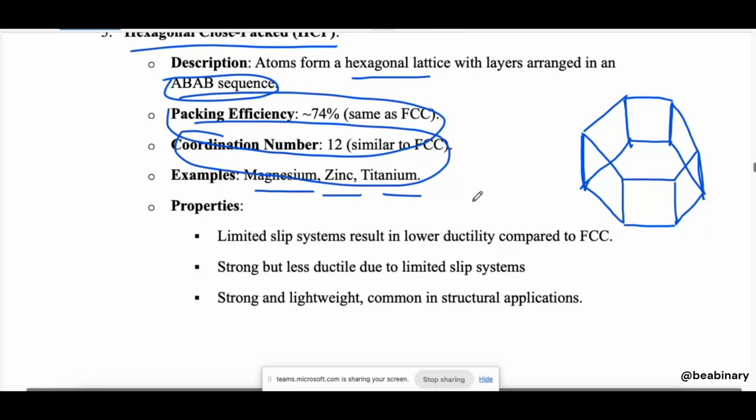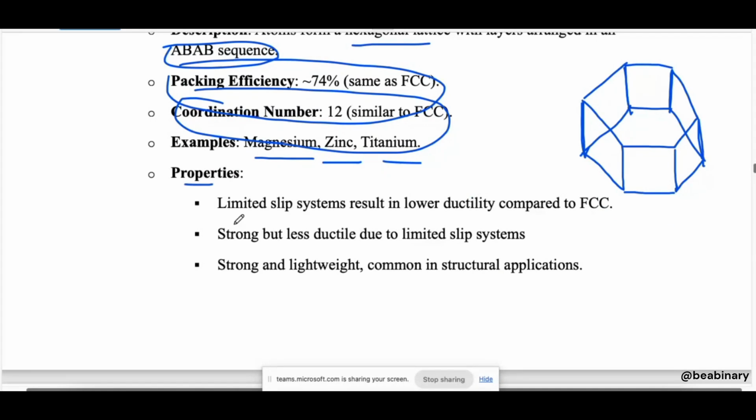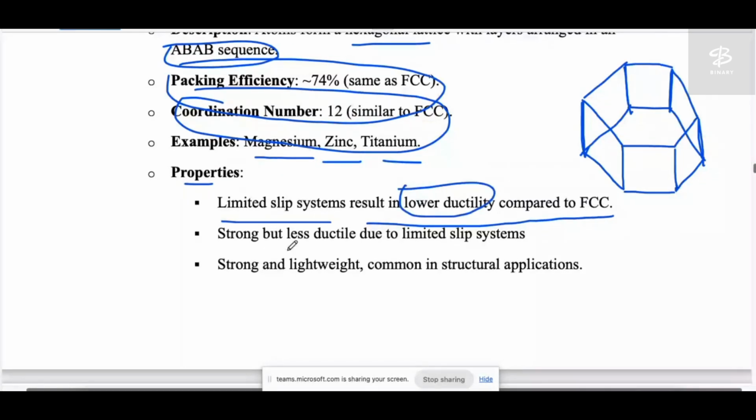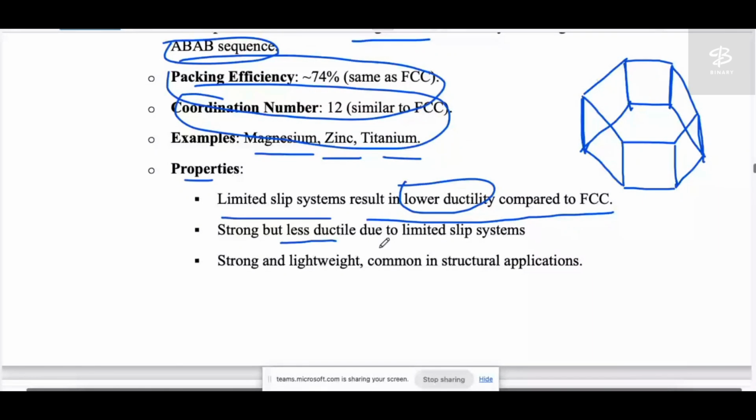Okay. Now, if we talk about the properties, then limited slip systems result in lower ductility compared to the FCC. So it has a lower ductility as compared to the FCC, though they have a similar packing fraction and similar coordination number, but the arrangement is completely different. That's why they have different ductility as well. Okay, so ductility is lower as compared to the FCC. Strong but less ductile due to the limited slip system.